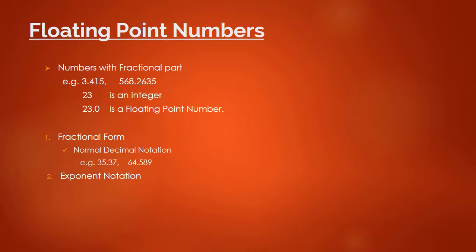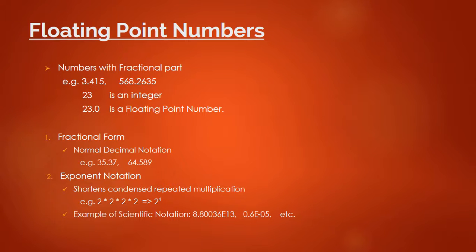There is another form which is called exponent notation. Exponents are used to shorten repeated multiplication. For example, you can see that we are multiplying 2 four times with itself. So this multiplication form can be represented in the 2 raised to power 4 form. Both forms have the same output. So exponent is the same as power, which indicates the number of times that the factor or base is multiplied. There are scientific notations also. As you can see, these are examples of numbers in scientific notation.